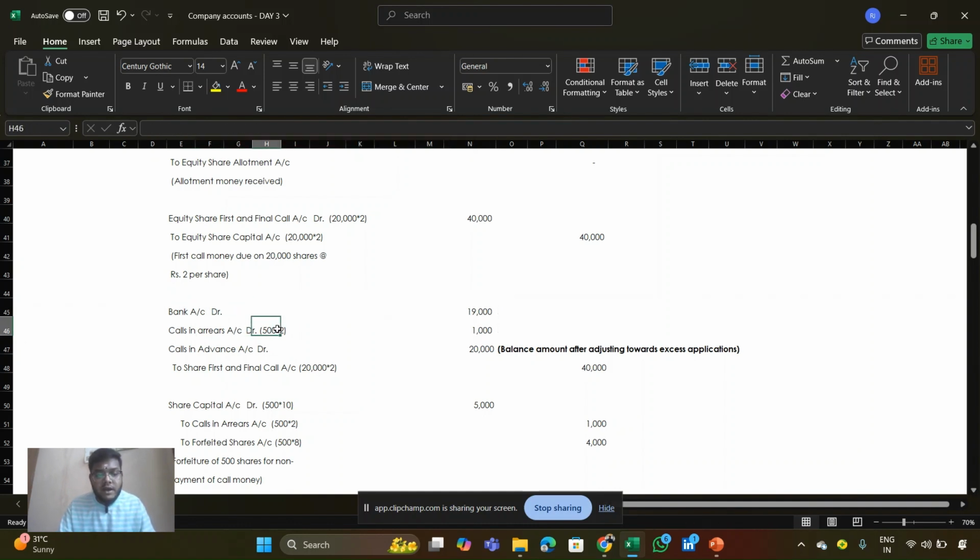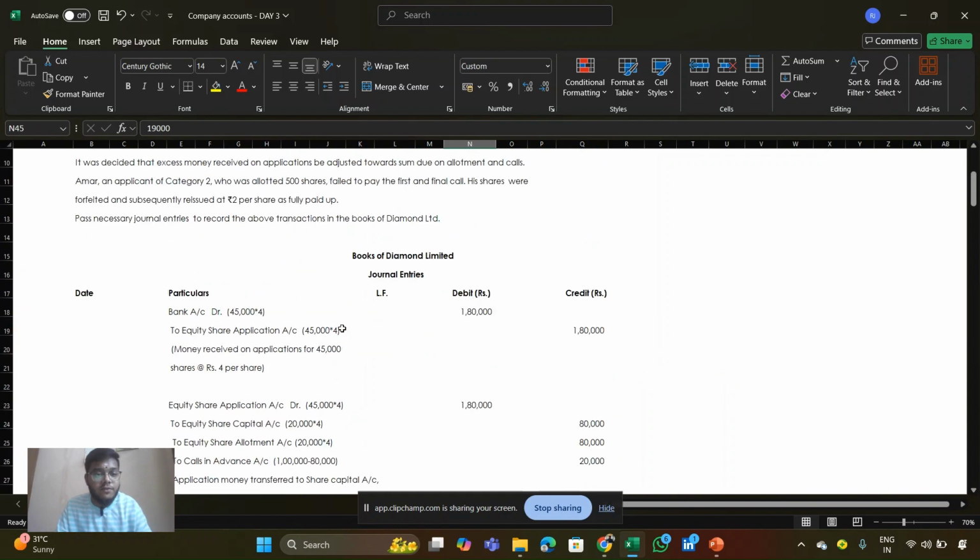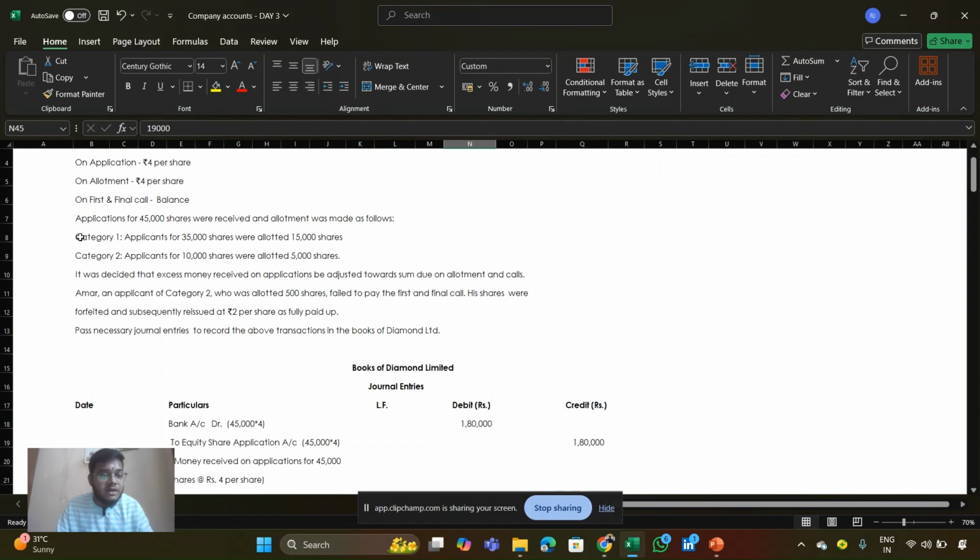So 500 shares you didn't pay, so they have been cancelled. Calls in arrears mean we didn't receive. So 500 shares we didn't receive, so 500 into 2 is 1,000, and the balance we received is 19,000. This 19,000 is inclusive of both categories. In this sum they have given both category 1 and category 2. You have to understand that.